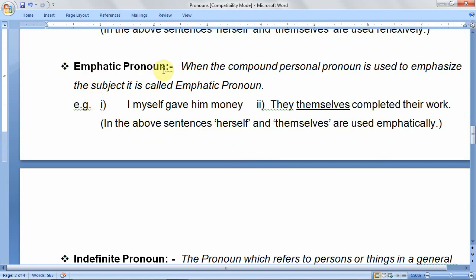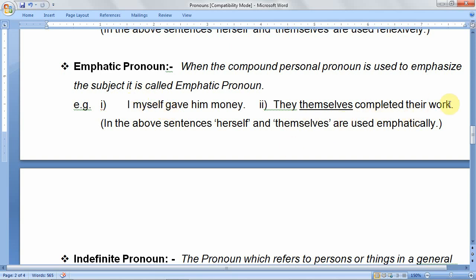Emphatic pronoun: when the compound personal pronoun is used to emphasize the subject, it is called an emphatic pronoun. To emphasize means to give importance. I myself gave him money, none other. I myself, I gave him money. Not his dad, not his mother, not his friend. So here the emphasis is given to the subject, I.